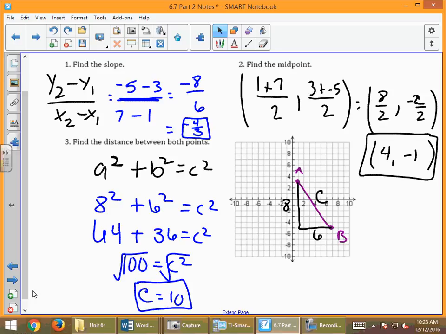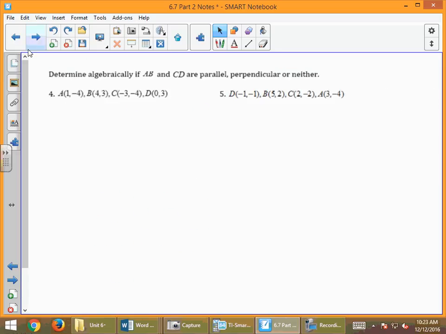Right. Take a look at 4. We want to determine algebraically, not graphically, because you can't graph them and determine, if A, B, and C, D are parallel, perpendicular, or neither. Again, we talked about this in the notes. To determine if something's parallel, perpendicular, or neither, what do we have to look at, or what do we have to find? Slope. Right. That slope formula. Right, next.